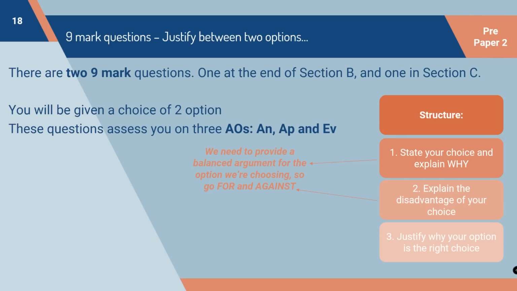So we need to have a balanced argument, which is why, for evaluation, we're doing for and against. If you just do for option 1, for option 2, you've not considered any negatives. So that's not evaluation. That's not a balanced argument.